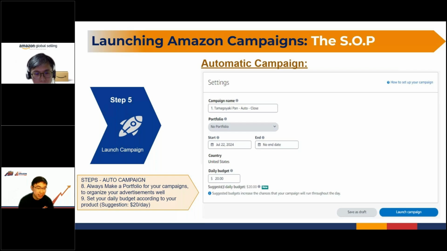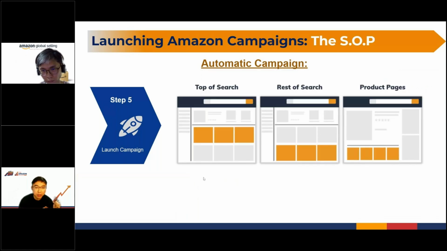Okay, once again, the budget I suggest is also $20, like what Hui suggests. Okay, so automatic will appear top of search right here, rest of search at the bottom, or even product pages, right?